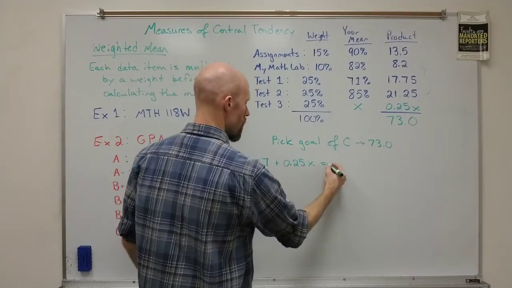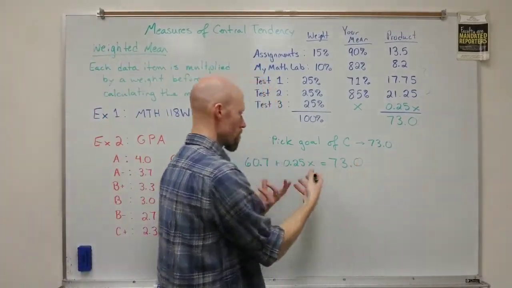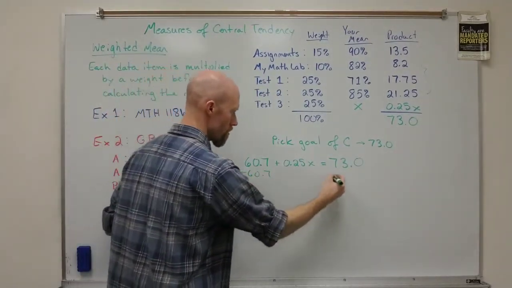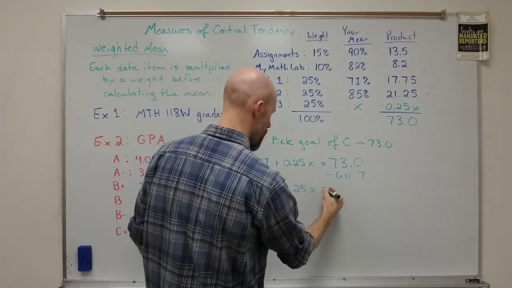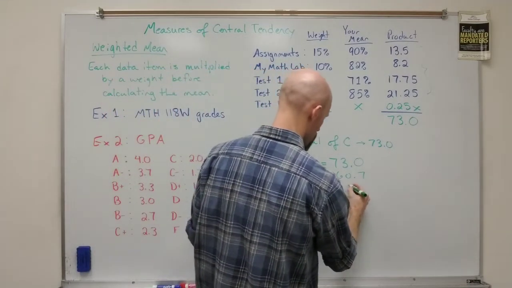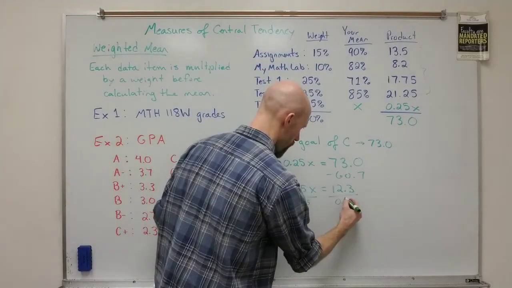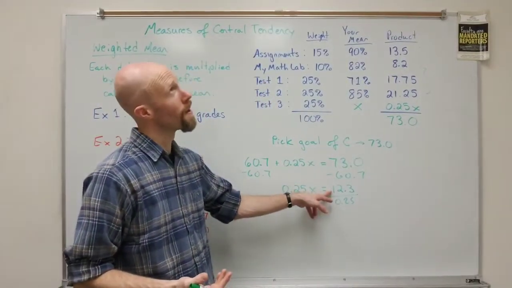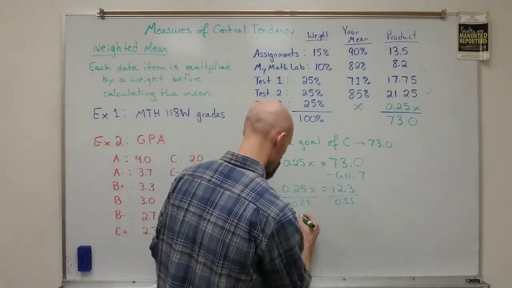Then you get 0.25x equals 73. And so now we need to solve, it's just a basic linear equation, we solve for x. So we're going to subtract off the 60.7. We get 0.25x equals, what's that? That's 12.3. And then we divide by 0.25. Well, dividing by a quarter is the same as multiplying by 4. So if I multiply that by 4, we get 48, and 1.2 is 49.2. So x is equal to 49.2.